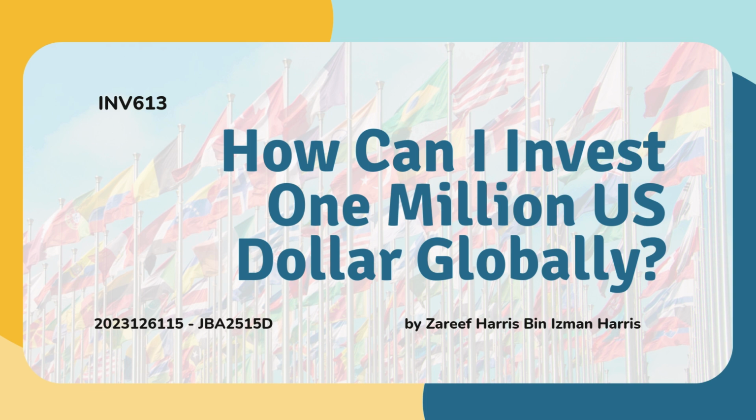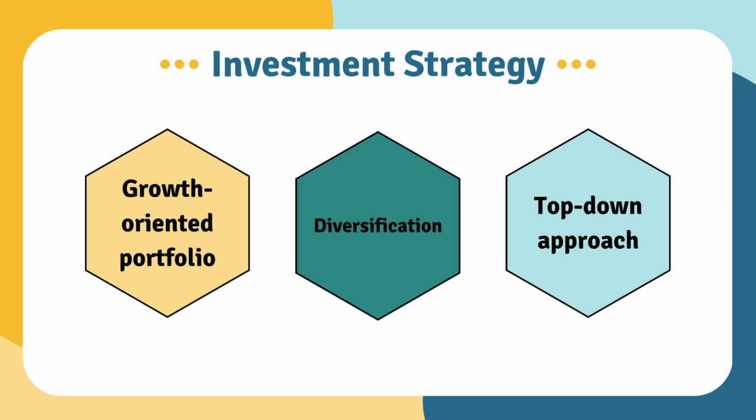about how I can invest 1 million US dollars globally. So, first and foremost, we'll start off with the investment strategy. Firstly, I will do a diversification for this portfolio across asset classes, geographical diversification, as well as sectors. And my portfolio will be a growth oriented portfolio, using a top down approach, for which I have done a personal analysis of all the countries that I will be investing in.